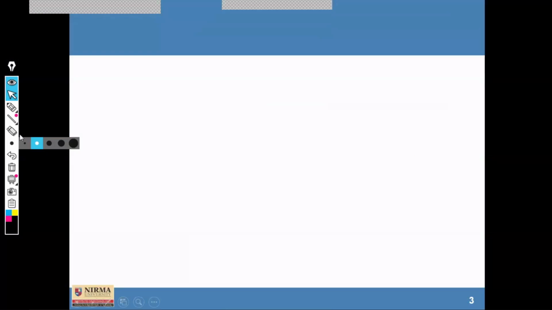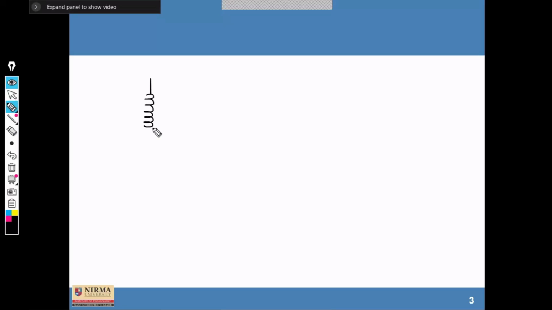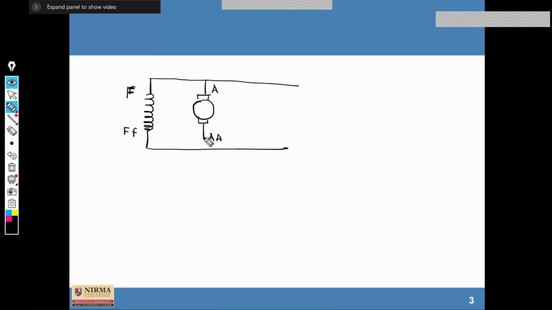Okay. So let us discuss the various connections of the DC shunt generator and series generator. Shunt means it is a parallel connection. So there is a field winding, F and FF. These are the terminals. Because it is a DC machine, there are terminals called plus and minus. So F is considered the plus terminal and FF is considered the minus terminal. Clear? So here, this winding is connected with this armature, A, for the generator. If it is a generator and it is connected in parallel, then it is known as a shunt generator.